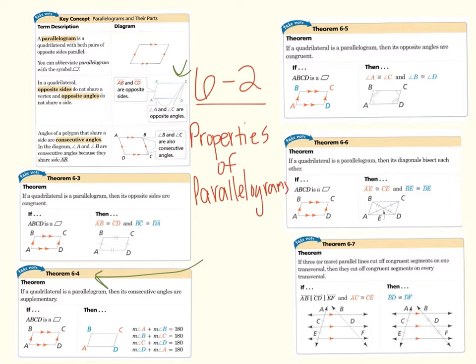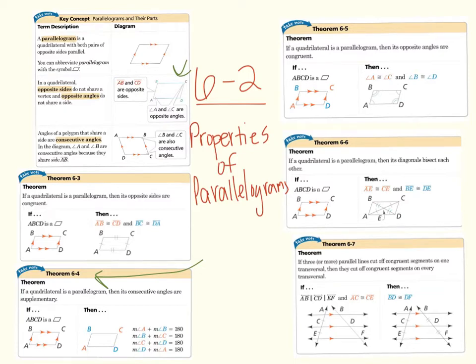Looking at 6-3, this one says that if a quadrilateral is a parallelogram, then the opposite sides are going to be congruent. So if you know what the length of BC is, then you know what the length of AD is, because they're the exact same. So there's two properties that you need to know. Consecutive angles are supplementary and opposite sides are congruent.